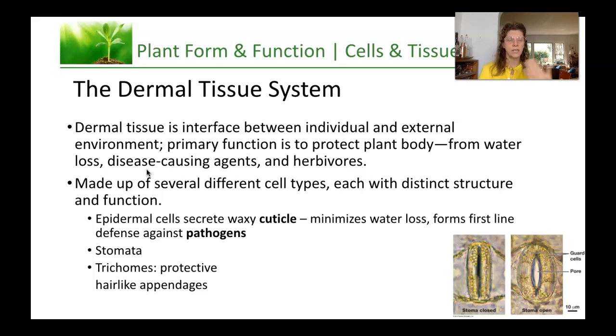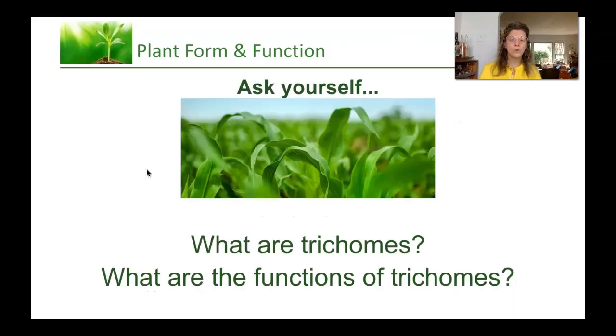Dermal tissue is, remember, that interface, just like it is for us. It's the interface between the outside and the inside. And so we're going to have many different cell types with particular structure and function. So I talked about the waxy cuticle. Remember, that's associated with minimizing water loss, and it's also a defense against pathogens. And this is where the stomata are going to be located, and trichomes, which are hair-like appendages that are protective. So what are trichomes, and what is the function of trichomes?